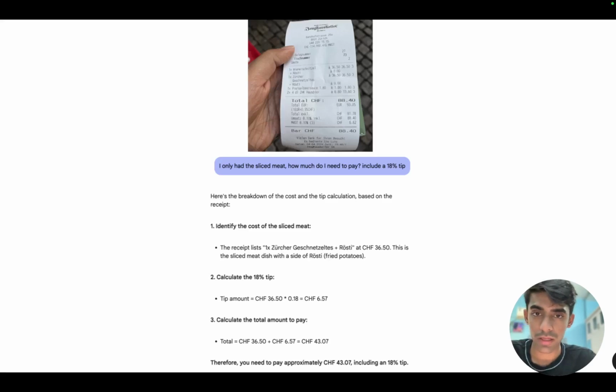Okay. Now this is one example. You can see they have uploaded a photo of an invoice, and then they have asked, only had sliced meat, how much do I need to pay, including an 18% tip. So it has done the mathematics, and then it is able to say 43.07. So it's really good, right? We are not expecting the model to fail here because it's a very simple image and a very simple question. So for these simple things, at least in the multimodality part, the model is performing decent.